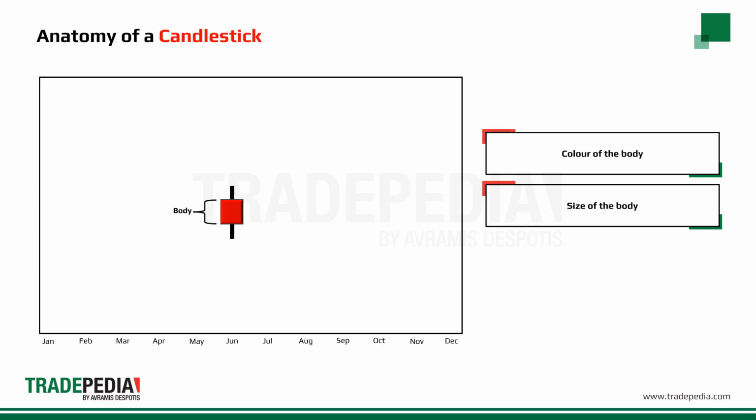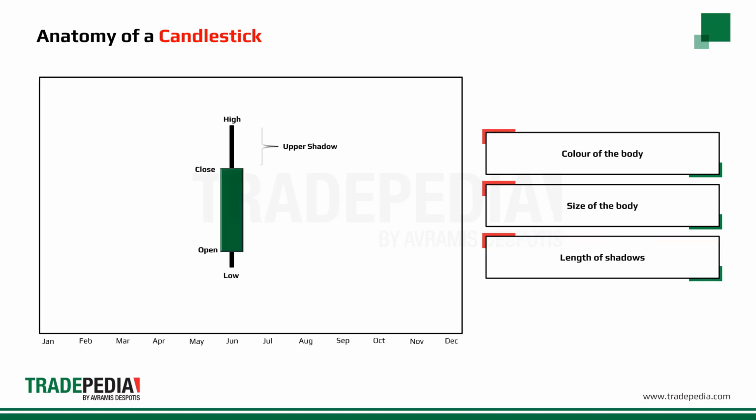The third important element is the length of the upper and lower shadows. The longer the shadows, the more volatile the price action. The various combinations of color, body size, and shadow length can be analyzed to predict future price movements.